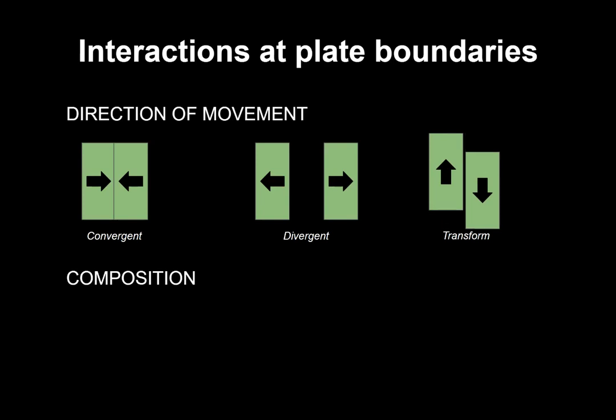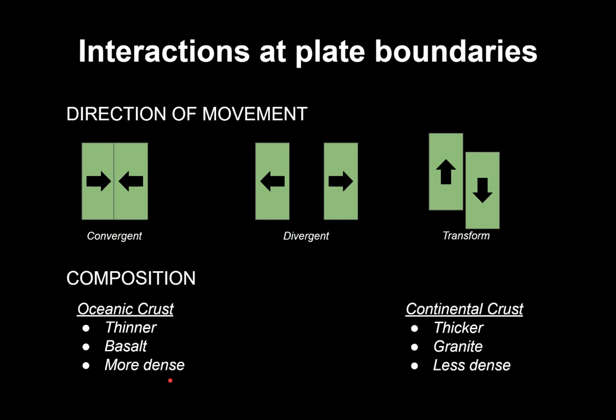As far as composition, there are two main types of crust. There's oceanic crust, which tends to be thinner. It is made of a rock called basalt. Think of the black rock that is formed by the cooling of lava in Hawaii's volcanoes. And most importantly for us, it is more dense than continental crust, which by contrast is thicker. It tends to be made of granite. Think of that speckly rock that is popular for tombstones and countertops. And again, most importantly for us, it is less dense than oceanic crust.